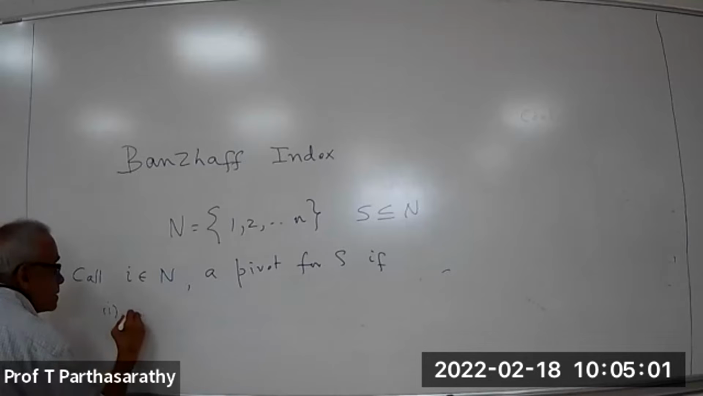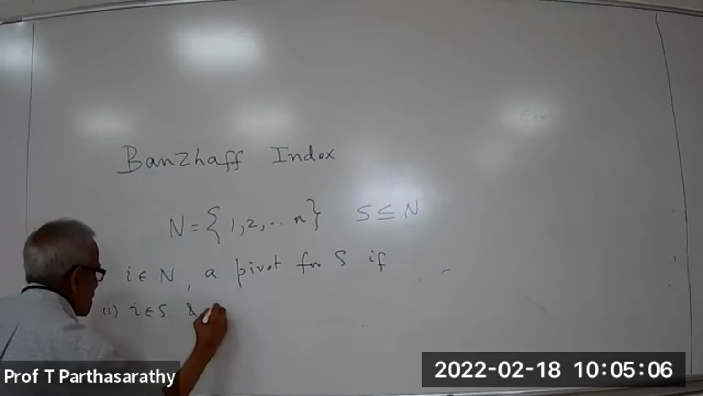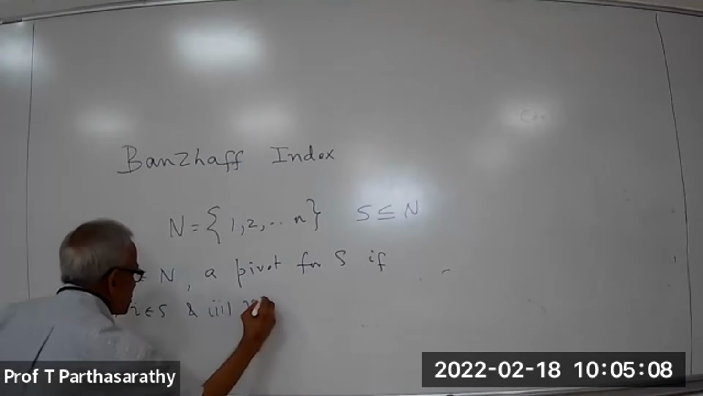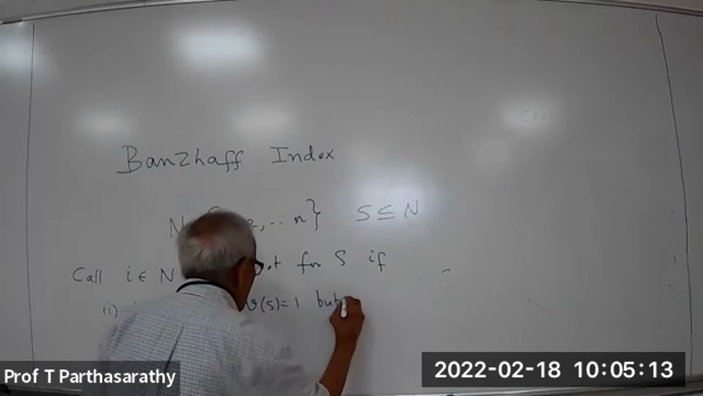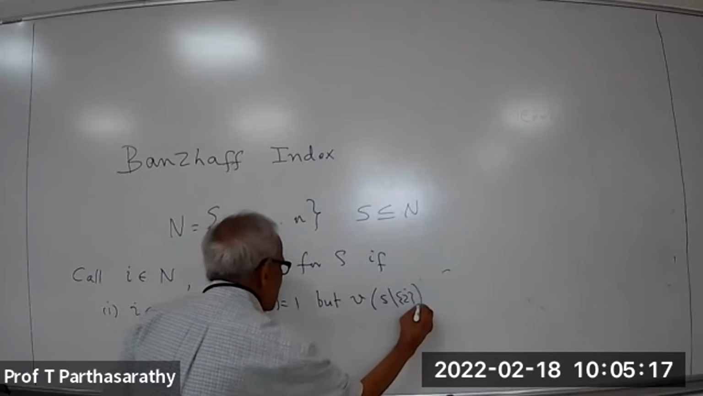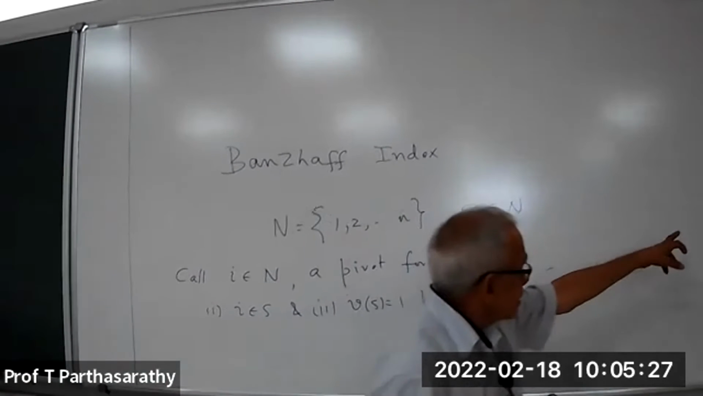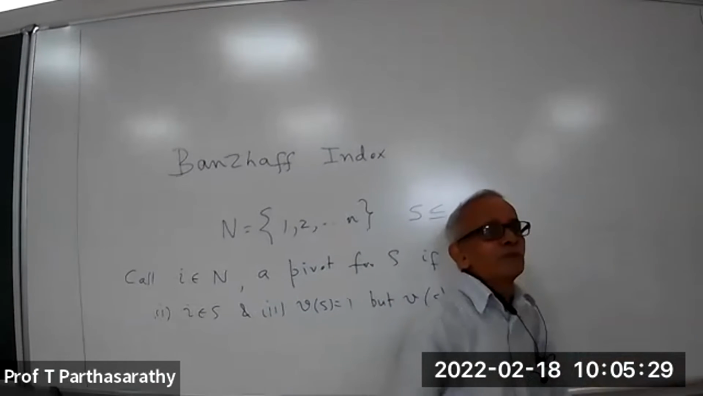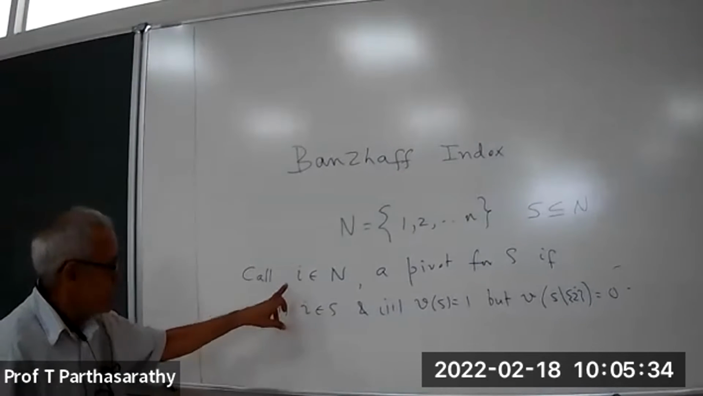One, i is a member of S, and two, V of S is 1, that is, this is a winning coalition, but V of S with the player i removed is losing. That is, if he is in the coalition, then it wins. If he comes out, the coalition loses. For example, if I remove the amplifier, it's losing. So this is what I mean by pivot.